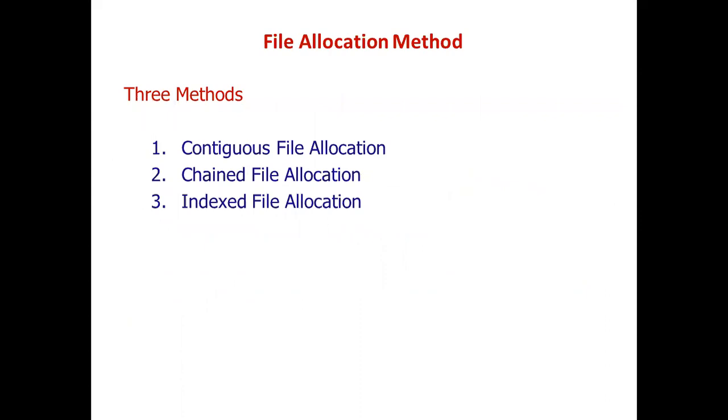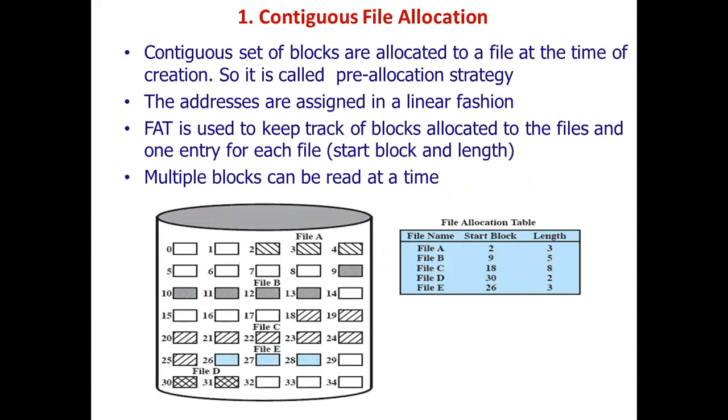These are the three commonly used file allocation methods: contiguous file allocation method, chain file allocation method, and indexed file allocation method. We'll see one by one in detail. First one is contiguous file allocation method. In this, contiguous set of blocks are allocated to a file at the time of creation itself. So it is called pre-allocation strategy. The address is assigned in the linear fashion, that is, in a sequential manner.